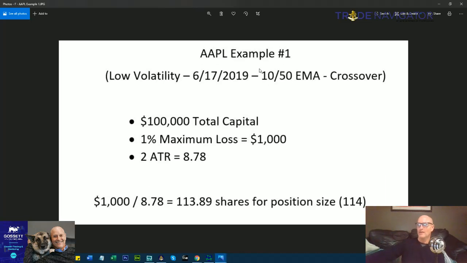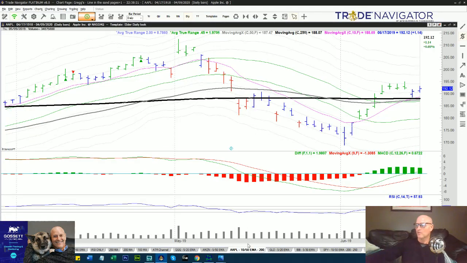Here's Apple. Example number 1, low volatility. This is on June 17th, 2009. The entry signal was a 10/50 EMA crossover. So let's go over to Apple, and here it is. All right, so here's my crossover, the 10 crossing over the 50. So if I'm going to get in on this particular day, remember, let's say I want to risk $1,000 on that trade. That's just a personal preference, something you have to come up with. I wouldn't go much over 1%. So, okay, there's the $1,000 that I wanted to risk on this particular trade.